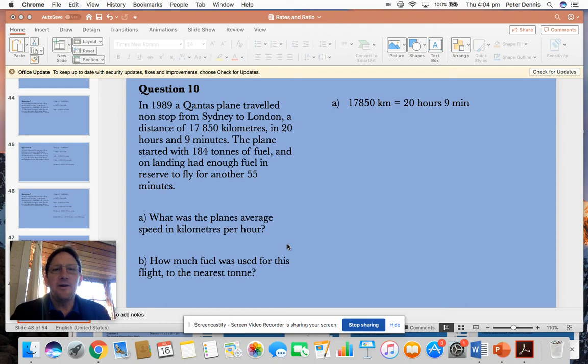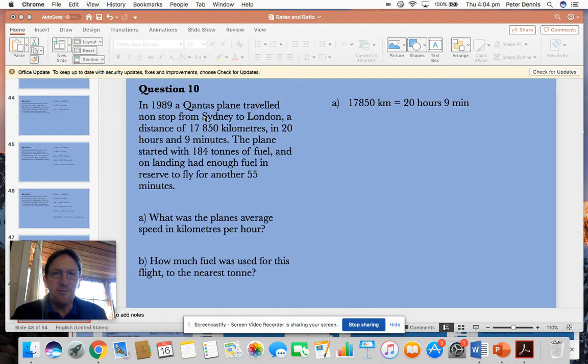In 1989, a Qantas plane travelled non-stop from Sydney to London, which is 17,850 kilometres, and it took 20 hours and 9 minutes. The plane started with 184 tonnes of fuel. On landing, it had enough fuel for another 55 minutes. The first question is, what is the plane's average speed in kilometres per hour?